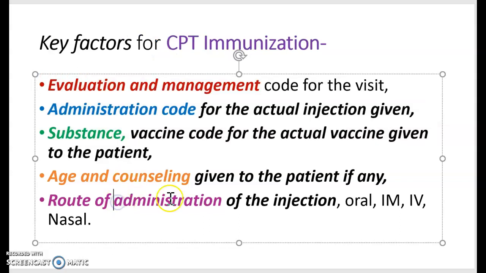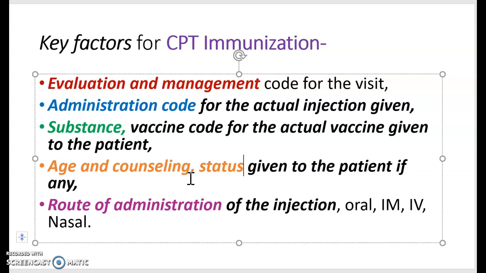The rest of these things are the keywords that you need to know from the scenario in order to find the correct code. What is the age of the patient? Was any counseling given to the patient? What is the status of the patient, which is whether he's an established patient or a new patient?